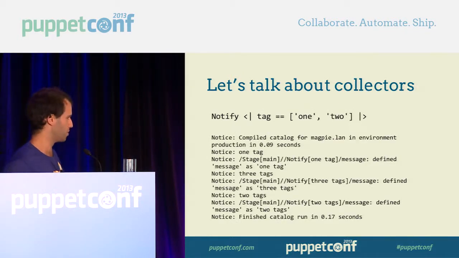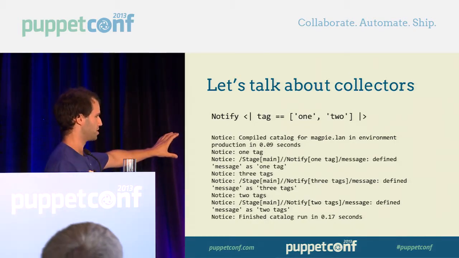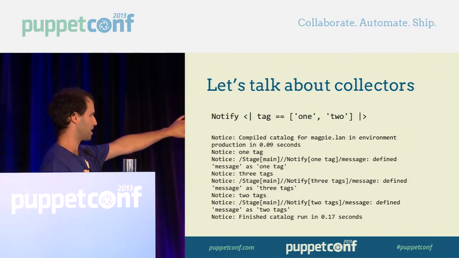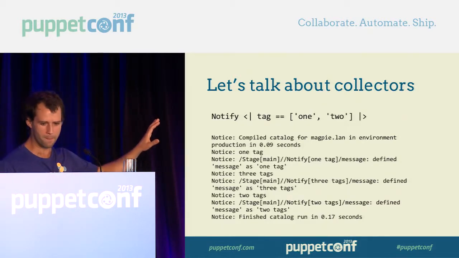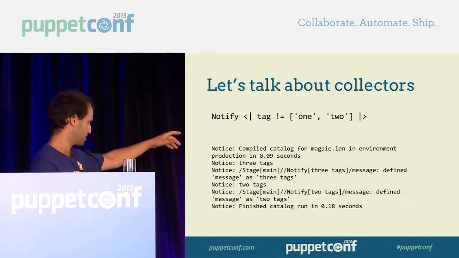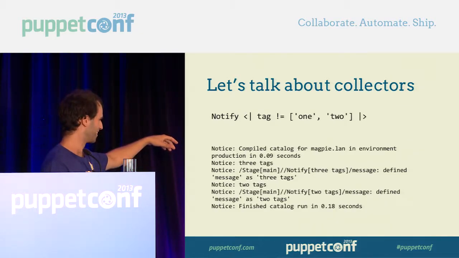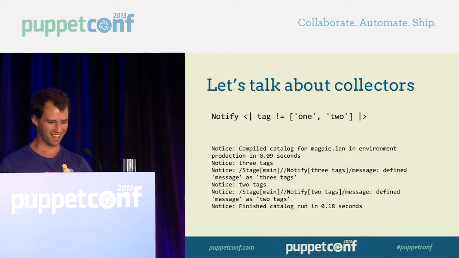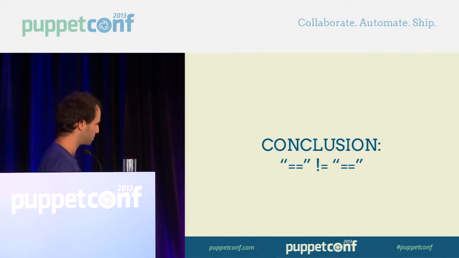We'll also see that if you try to test equality against an array, well, I'm not quite sure what it's doing there. You'll see that all 3 notifies fired, even though only one of them has that exact value, and one of them doesn't even have one of those values in the array. So it's a little unclear what's going on there. How about if we say not equal? 2 of them fire, but the first one doesn't. Yeah, so in conclusion, equality is not equal to equality, it seems.